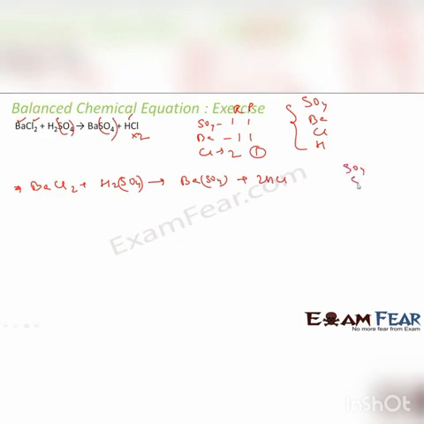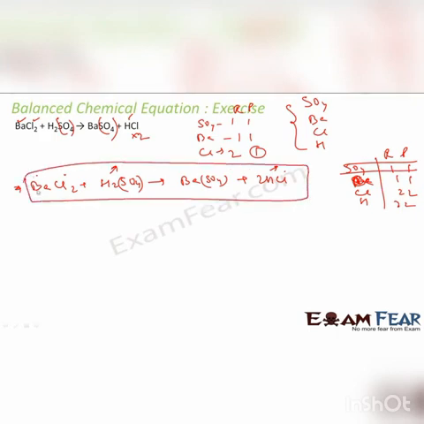Now again let's see the balance part: SO4, Ba, Cl and H, right? My reactant, my product. So sulfate is how many? One here, one, balanced. Barium is one here, balanced. Chlorine is two here, balanced. Hydrogen part: we have two hydrogen here and two hydrogen here. Correct? Balanced. Everything is balanced. That means it is my balanced chemical equation. It's my answer.